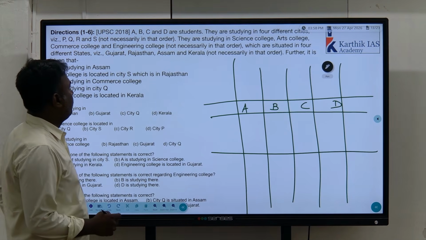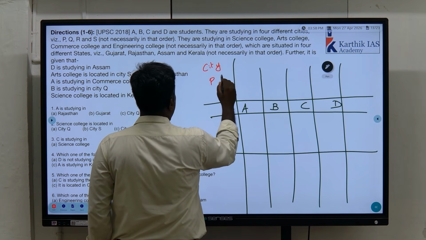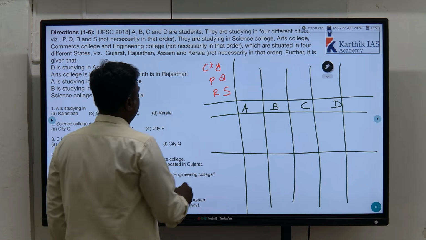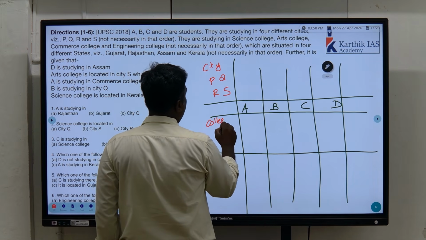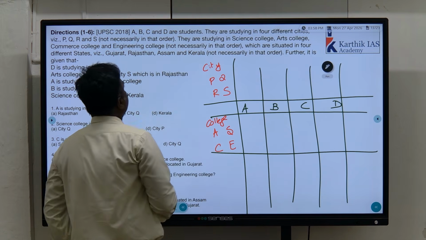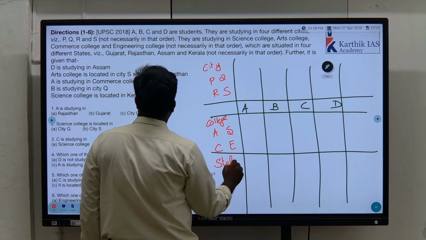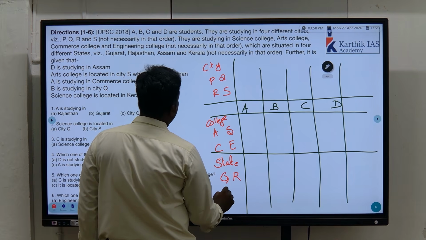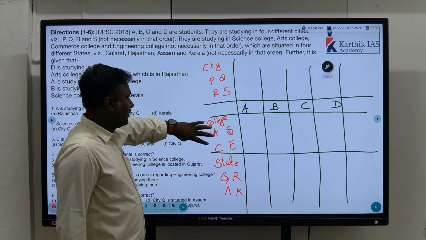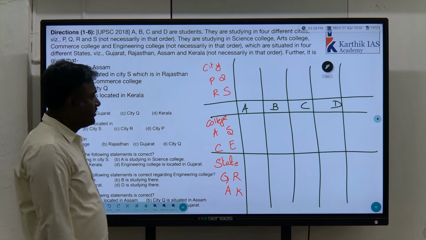There are 4 different cities, so I will put cities here: P, Q, R, S. And then colleges: arts, science, commerce, engineering. And then states: Gujarat, Rajasthan, Assam, Kerala. Clear? So 4 states, 4 colleges, 4 cities, everything you have to take, and only then you start the question. Now start the question.